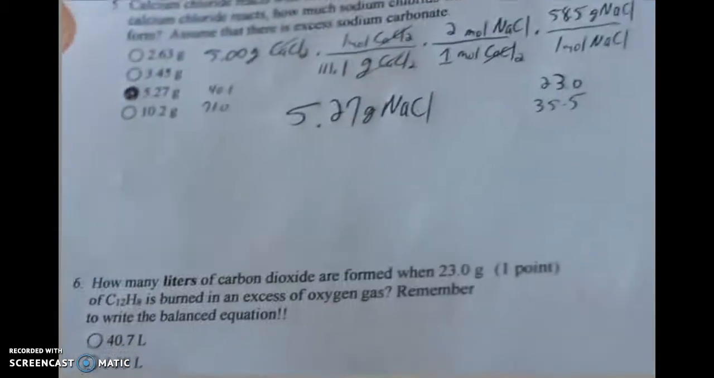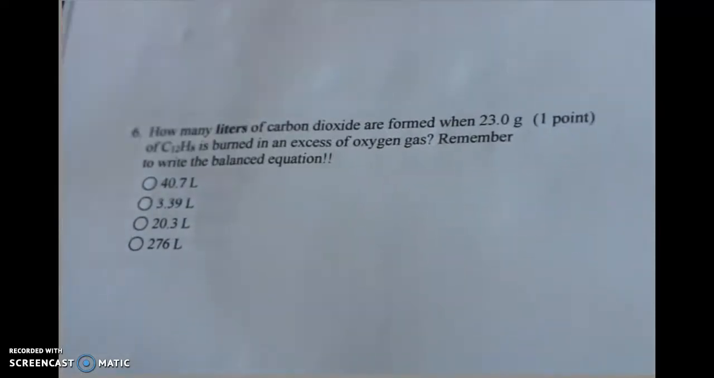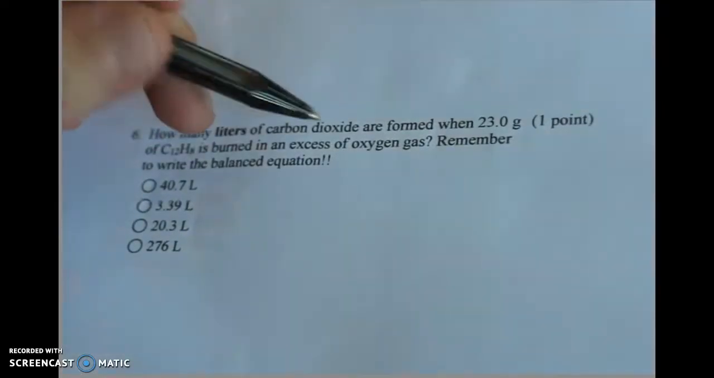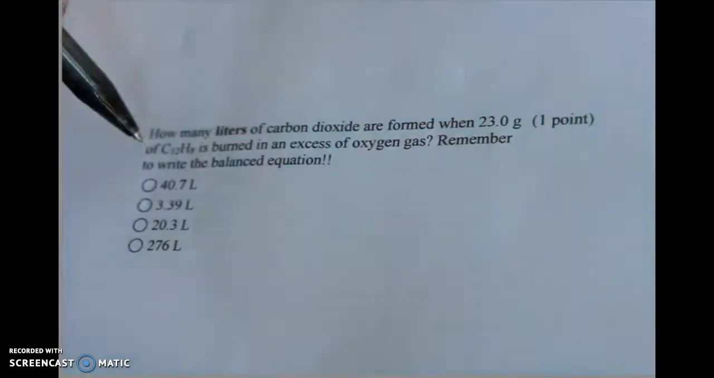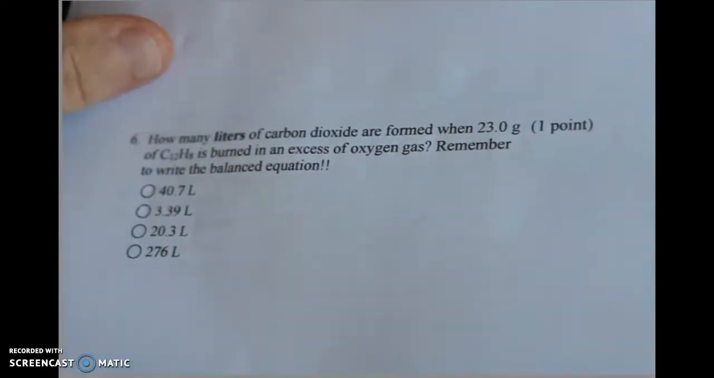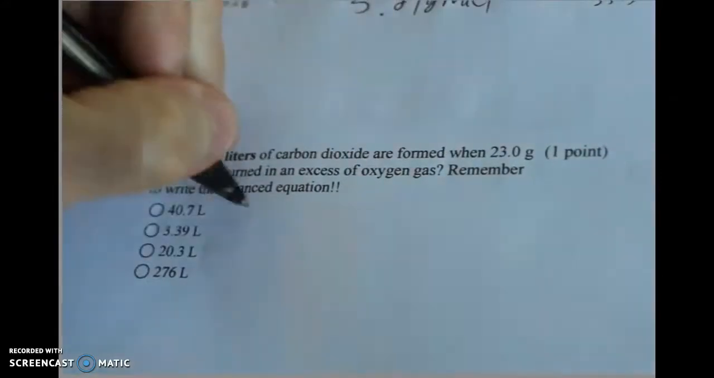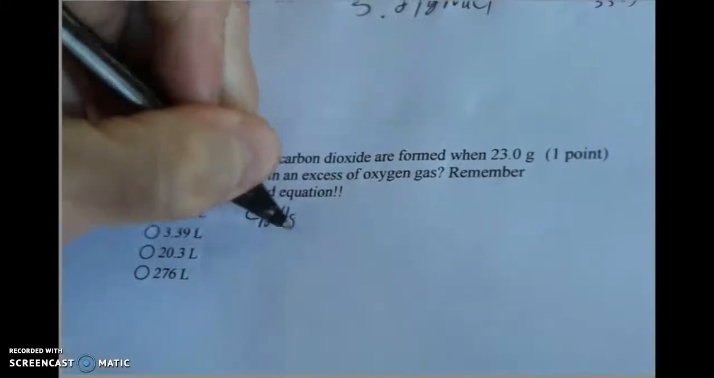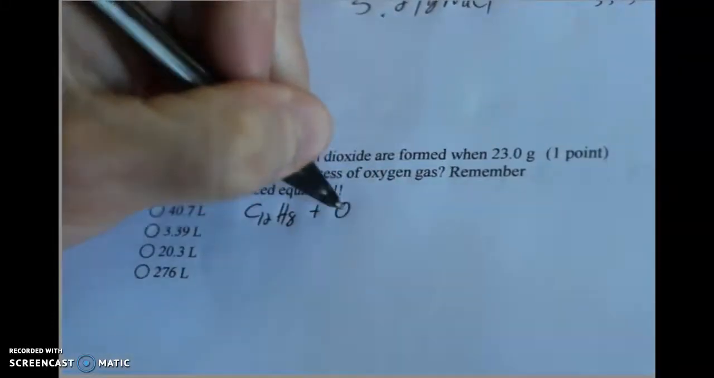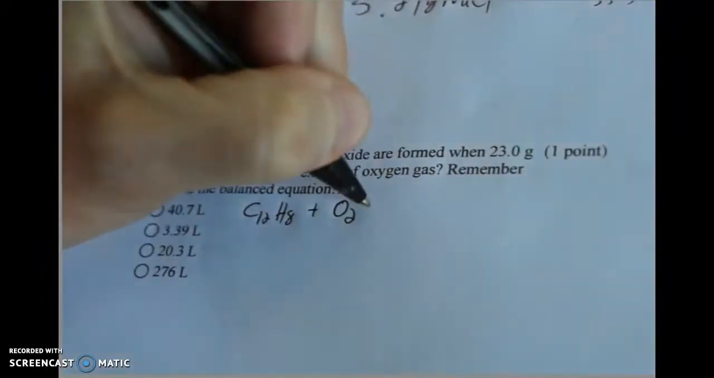Now the last problem is a little different because it brings liters into the mix. How many liters of carbon dioxide are formed when 23.0 grams of C12H8 is burned in excess oxygen gas? Alright, so we have to write out the equation first. What it's telling us is that you have C12H8 reacting with oxygen. And when you see that, you should realize that that is a combustion reaction.